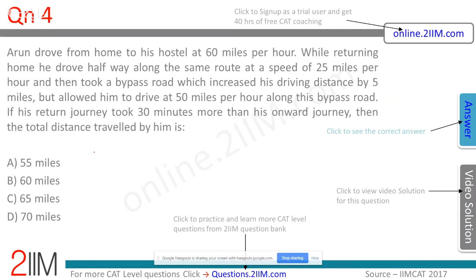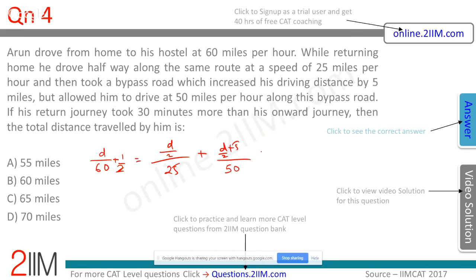And so, let's do this. D by 60 is the time taken for the onward journey. While he drove half along the same road at 25 miles, so D by 2 by 25 is the time taken. Second leg is D by 2 plus 5 by 50. Return journey is D by 2 by 25 plus D by 2 plus 5 by 50. This plus 1 by 2, half an hour more, is this.